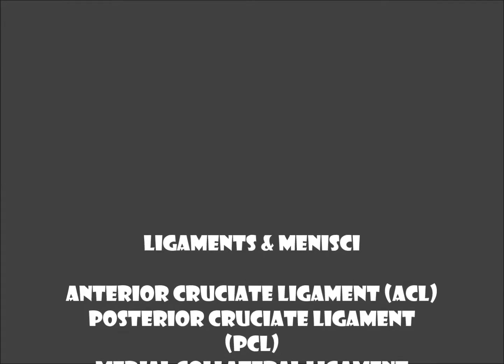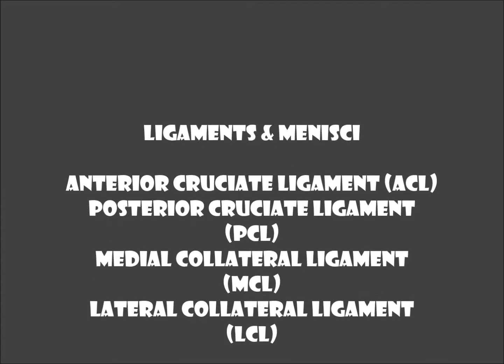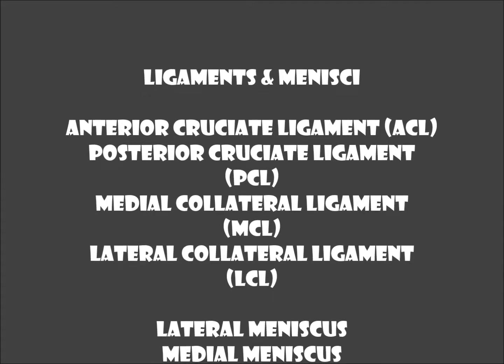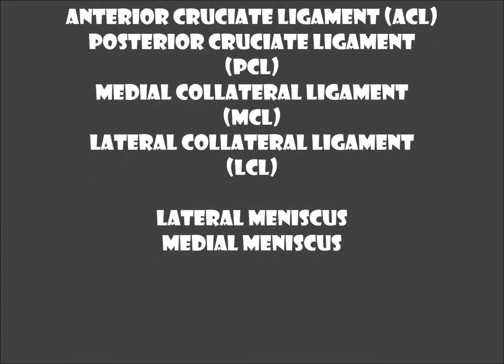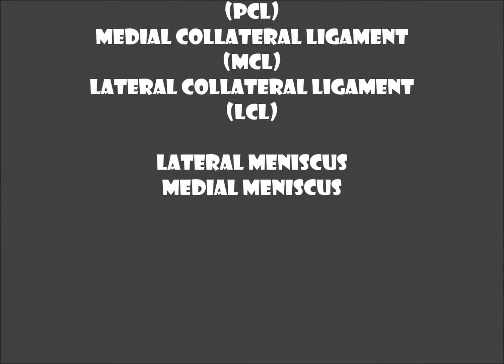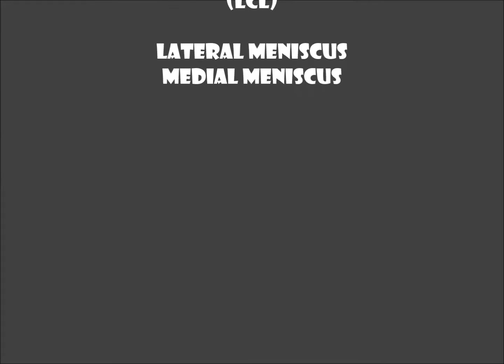The ligaments and menisci of the knee. The knee is made up of 4 major ligaments: the anterior cruciate ligament, or ACL, the posterior cruciate ligament, or PCL, the medial collateral ligament, or MCL, and the lateral collateral ligament, or LCL. There are also 2 cartilaginous structures called meniscus, or menisci for plural, the lateral meniscus and the medial meniscus.